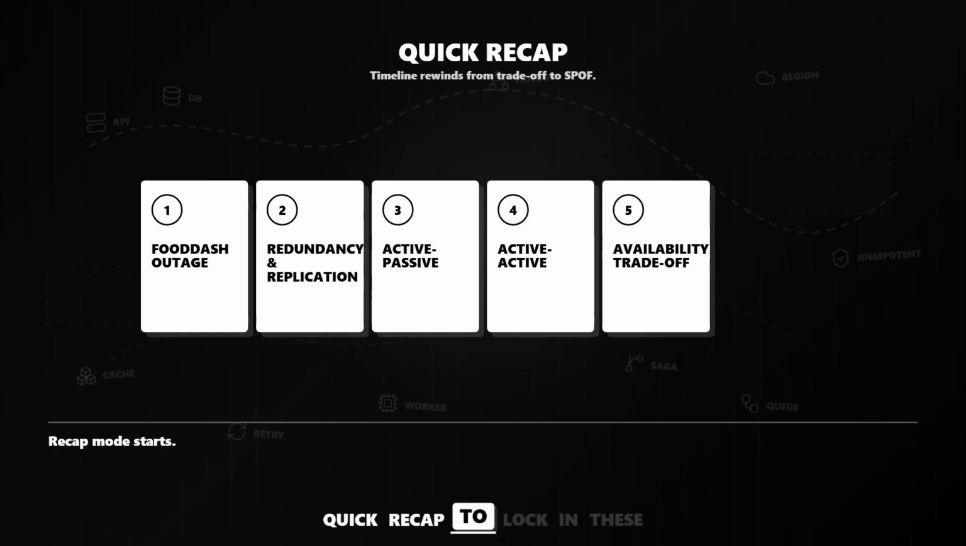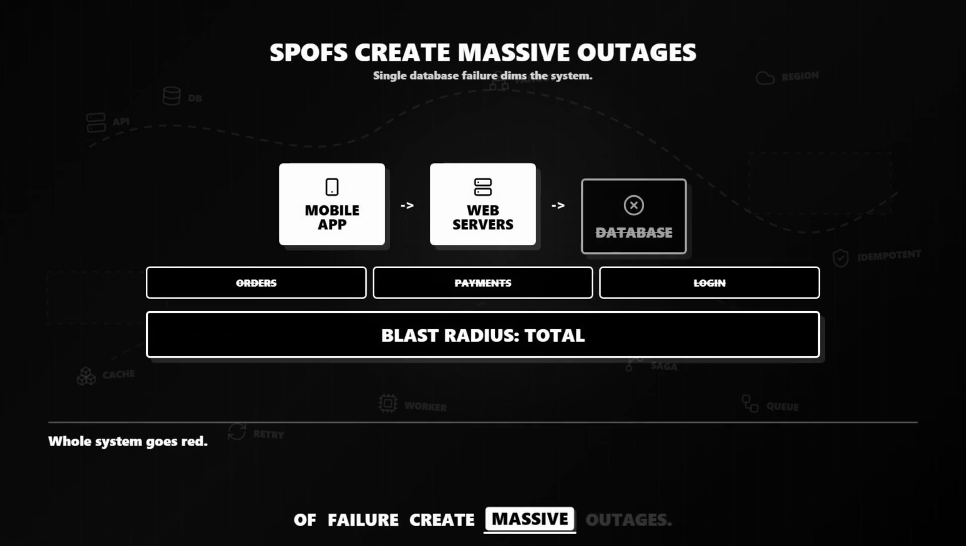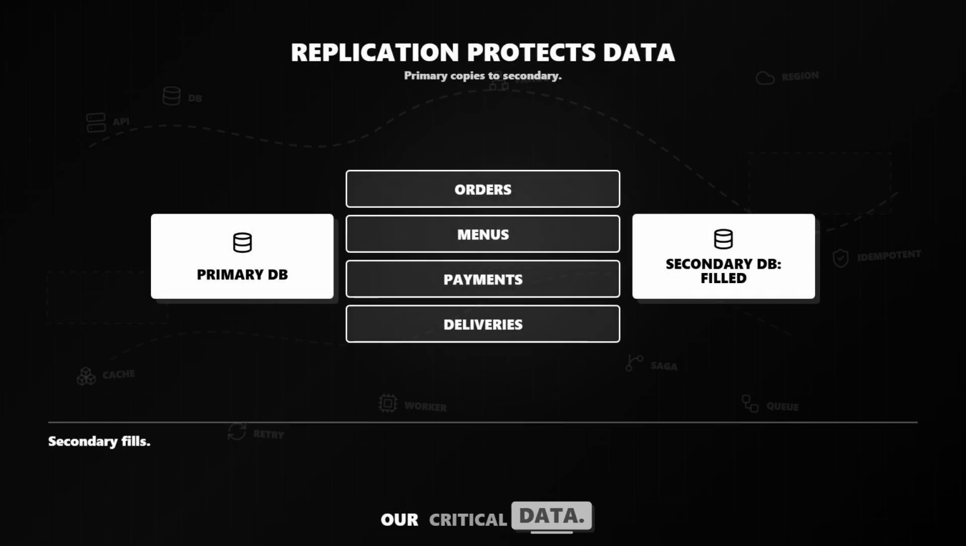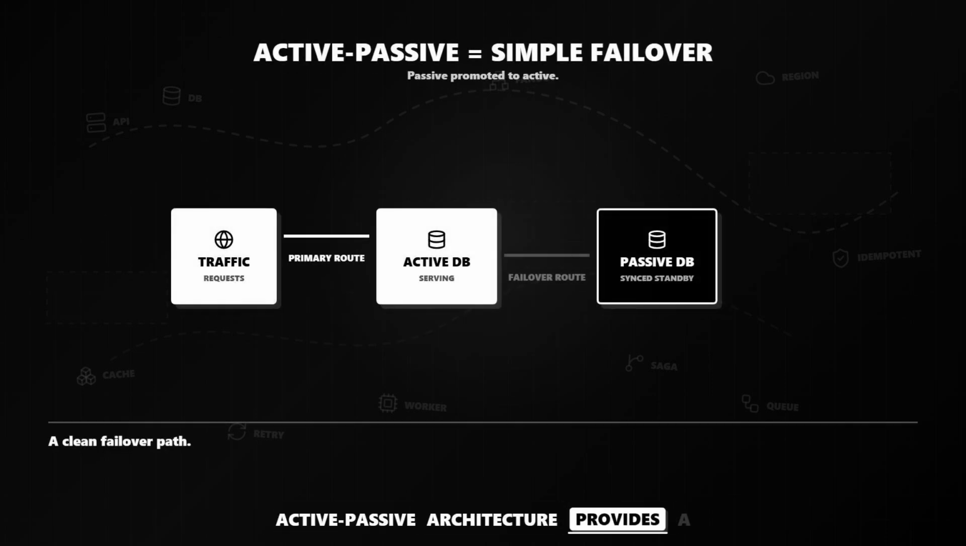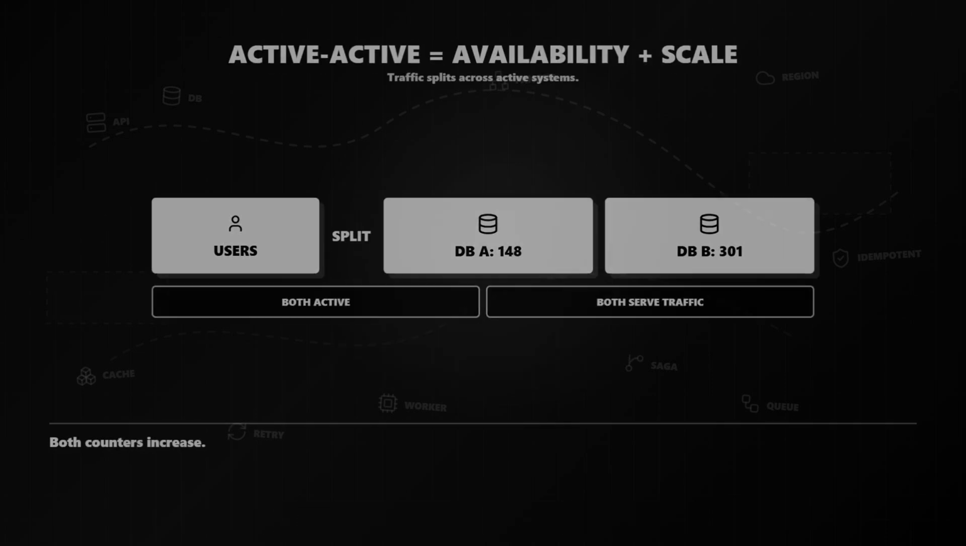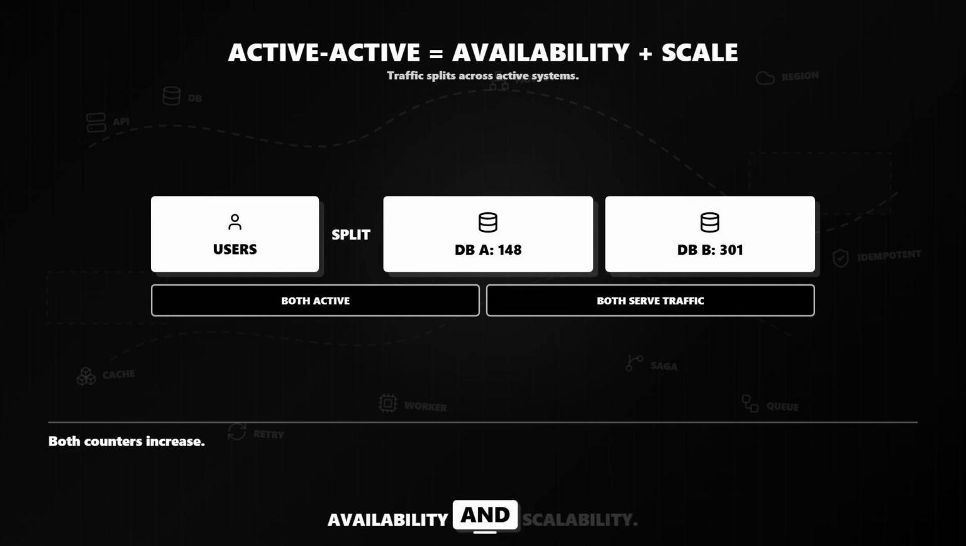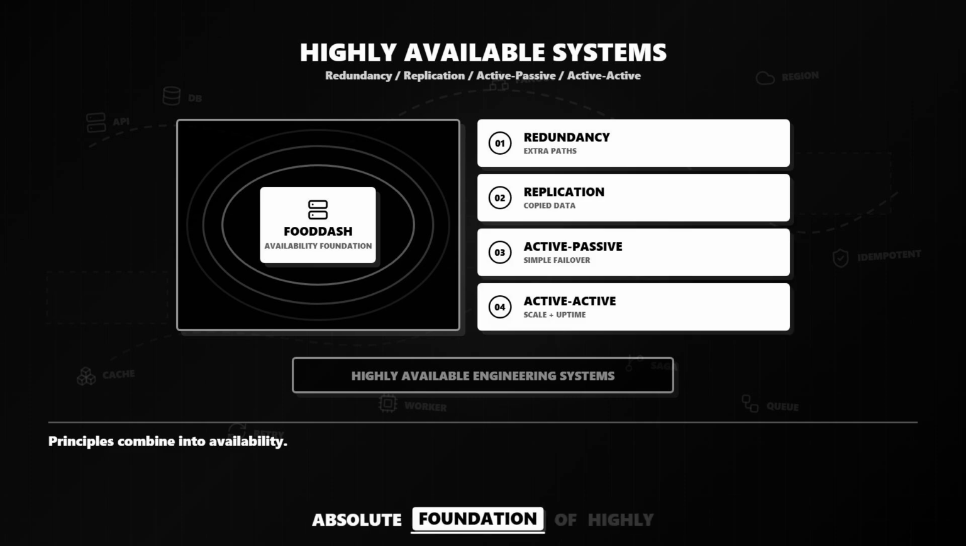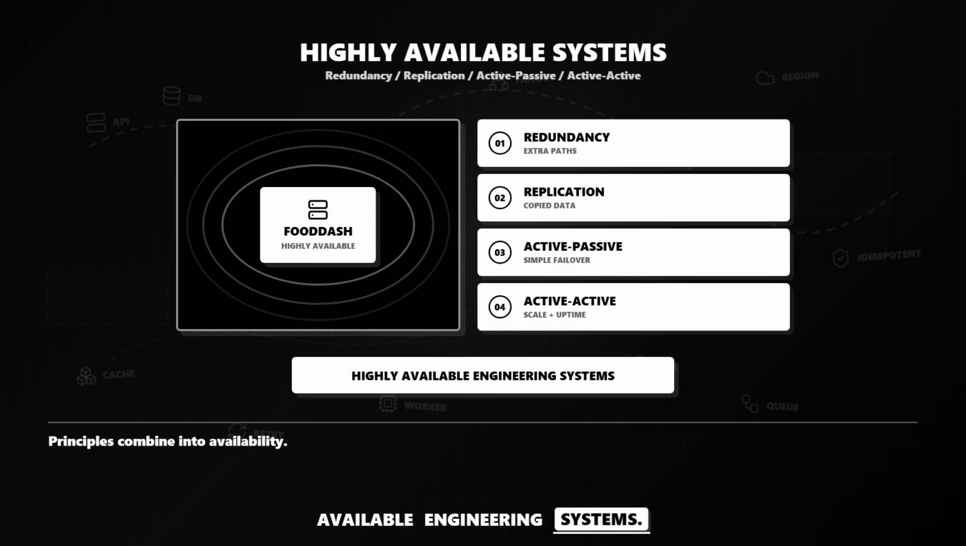Let's do a quick recap to lock in these architectural concepts. Single points of failure create massive outages. Redundancy removes our dependency on any one component. Replication is what actually protects our critical data. Active-passive architecture provides a straightforward, simple failover, and active-active increases both availability and scalability. Together, these principles form the absolute foundation of highly available engineering systems.